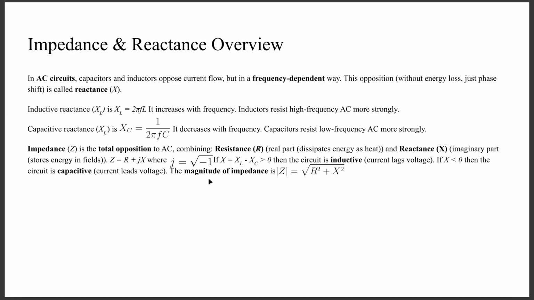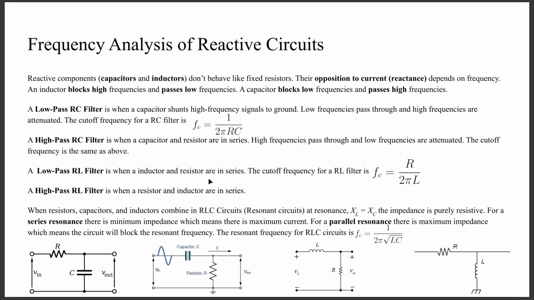Impedance Z is the total opposition to AC, combining resistance, the real part, and reactance, the imaginary part, where Z is equal to R plus jX, where j is equal to the square root of -1. If X, equal to XL minus XC, is greater than 0, then the circuit is inductive, i.e. the current lags voltage. If X is less than 0, the circuit is capacitive, and current leads voltage. The magnitude of impedance is Z equal to the square root of R squared plus X squared.